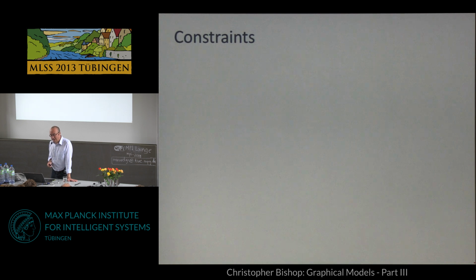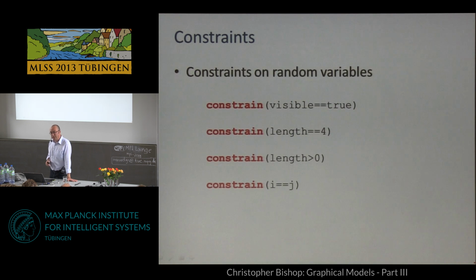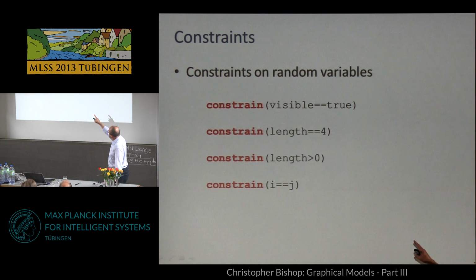So the second idea is the idea of constraints. We need to be able to introduce constraints on random variables. So here are some examples of constraints. You might have two random variables, I and j, and we're constraining them to be equal. They're both still unknown. Neither of them has a precise value. They're both described by distributions, but we need to be able to say the distributions of these variables are equal to each other. We might constrain a random variable, let's say length, to be positive.